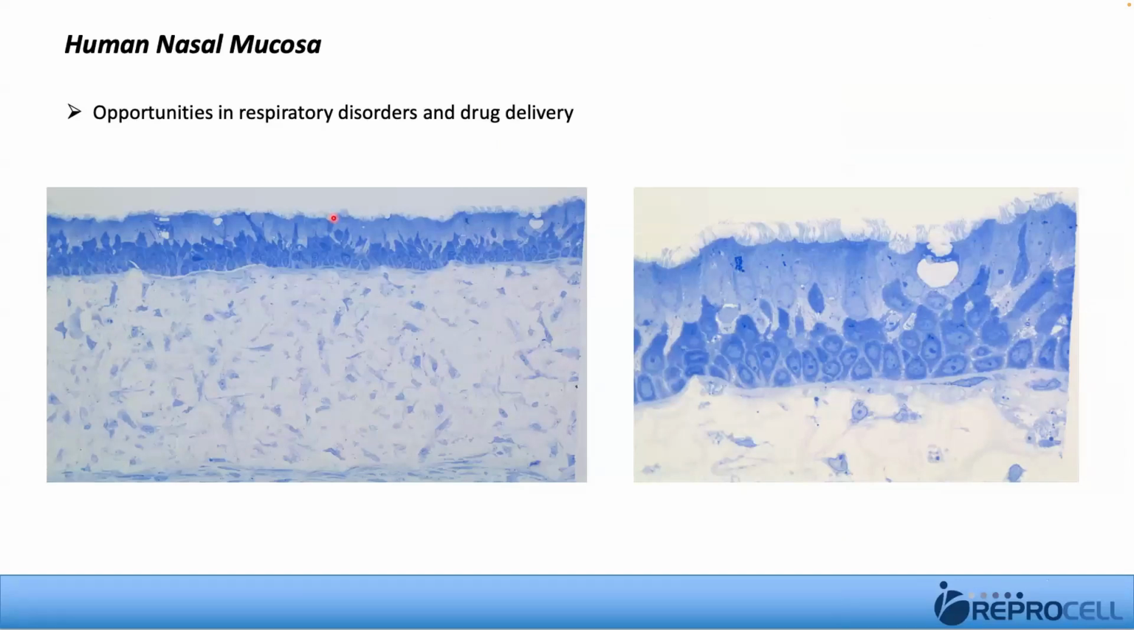And the last example is the human nasal mucosal system that we've generated. This one's slightly different. This is a pseudo-stratified ciliated epithelium. See the cilia very prominently here. This is a goblet cell. These are the fibroblasts, and this is the tight junction along here, interface between the two compartments. These produce mucus. They move the mucus around in the culture media, and you can see all of this happening. That's an opportunity for respiratory disorder investigations and also drug delivery, potentially delivery of vaccines via nebulizers.